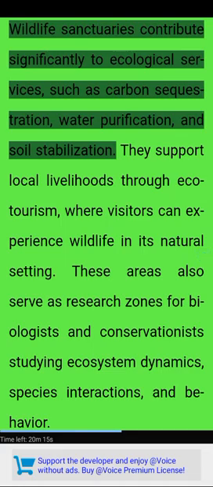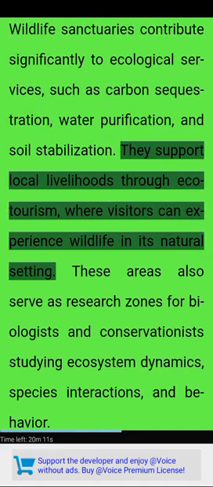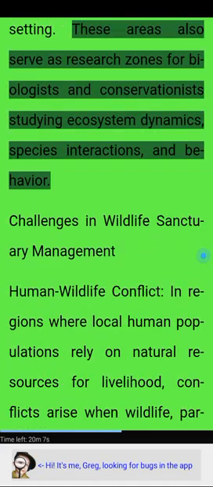Wildlife sanctuaries contribute significantly to ecological services, such as carbon sequestration, water purification, and soil stabilization. They support local livelihoods through ecotourism, where visitors can experience wildlife in its natural setting. These areas also serve as research zones for biologists and conservationists studying ecosystem dynamics, species interactions, and behavior.